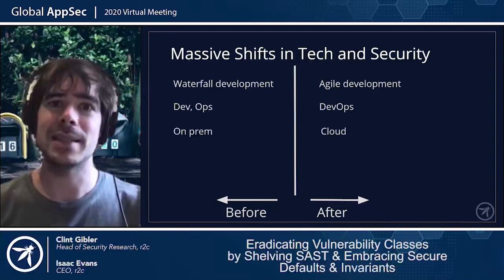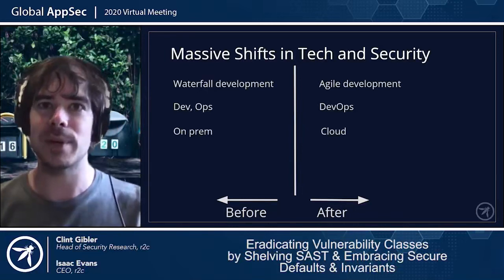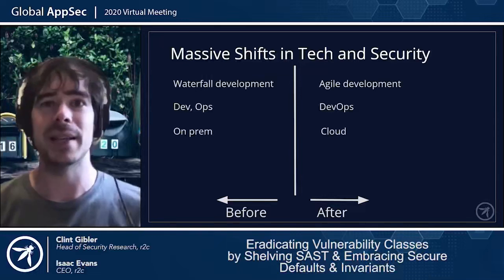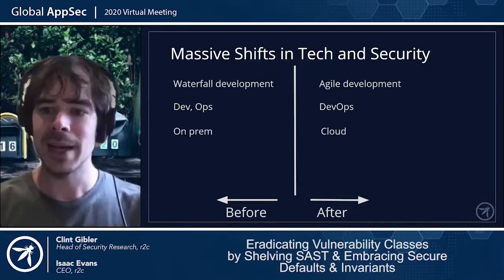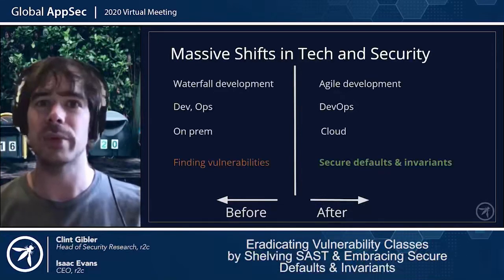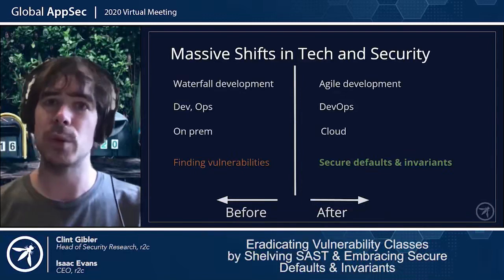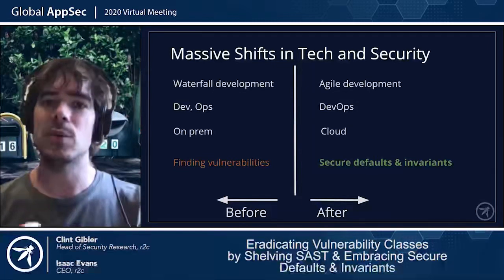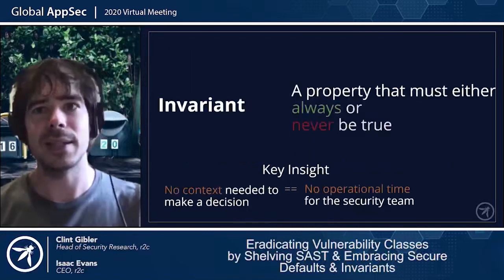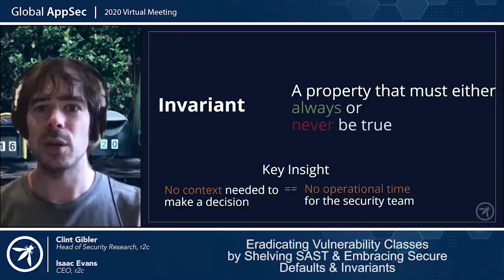In all of these cases, it hasn't been an immediate jump from the left to the right side, but there has over time been a gradual shift as we as an industry realize, hey, there are actually a lot of benefits to doing things a very different way. And I think there's a similar, equally important shift happening in security, where previously we were focusing on finding vulnerabilities, but now, based on talks I've had with a number of very forward-thinking, smart security teams, we're instead leaning towards secure defaults and invariants. And what I mean by invariant is just a property about the code or the system as a whole that must either always or never be true.